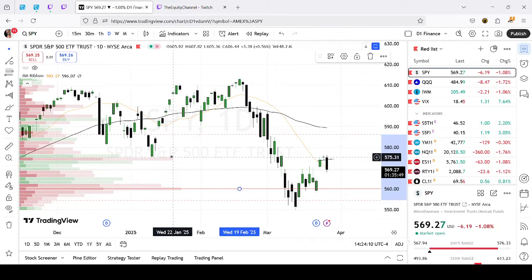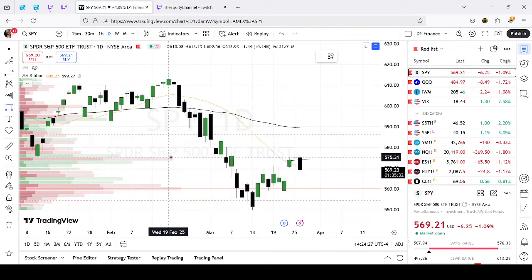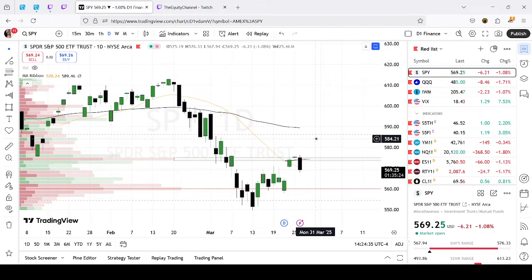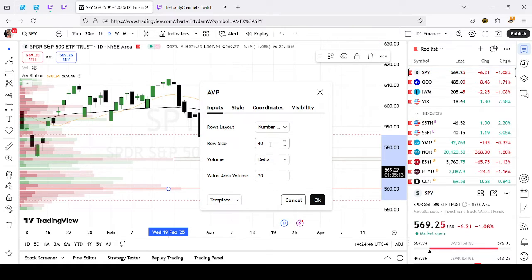So we said that this one was like a $1.25 range, I think it was. Now watch this. I'm going to place a box right here, and I want you to watch what's going to happen when I say I want more nodes for my volume profile. So now I have 40 rows. What happens if I say I want 80?